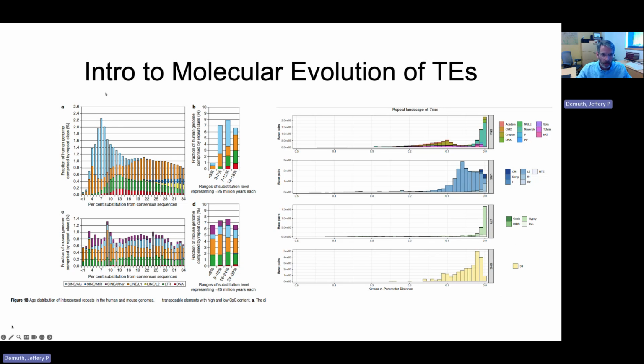Okay, so that's it. Hopefully that gives you a good understanding of how we can interpret the molecular evolution of transposable elements.